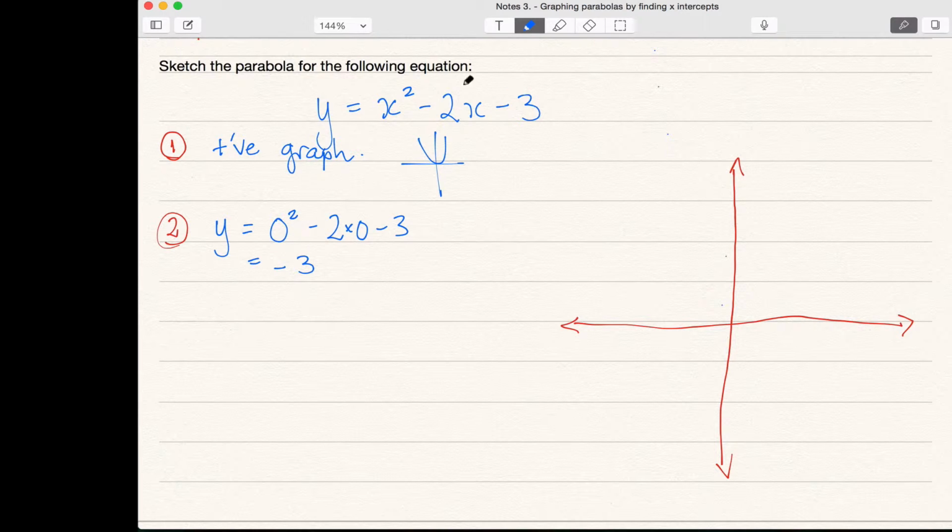This is already given to us in expanded form, so we could have just read the negative 3 off the constant at the end there as well. Either method works. Then you need to put a dot at negative 3 and label it.